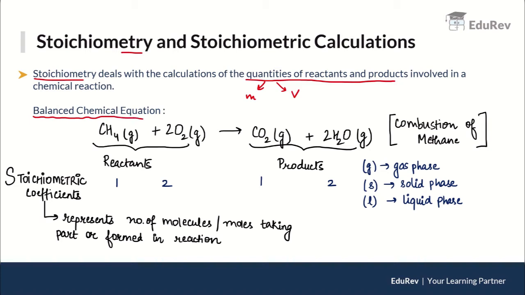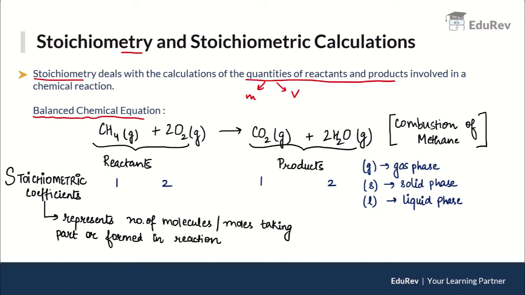So you know that the balanced chemical equation is that equation in which the number of atoms of an element on the left hand side is equal to the number of atoms of that element on the right hand side. So before dealing with stoichiometry, first check whether the reaction is balanced or not.